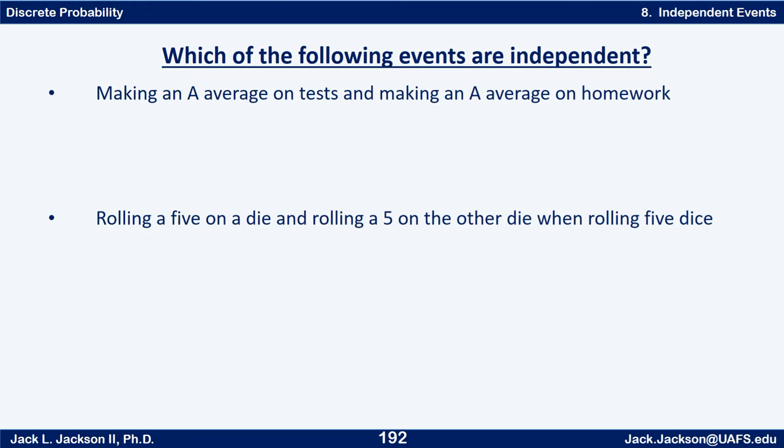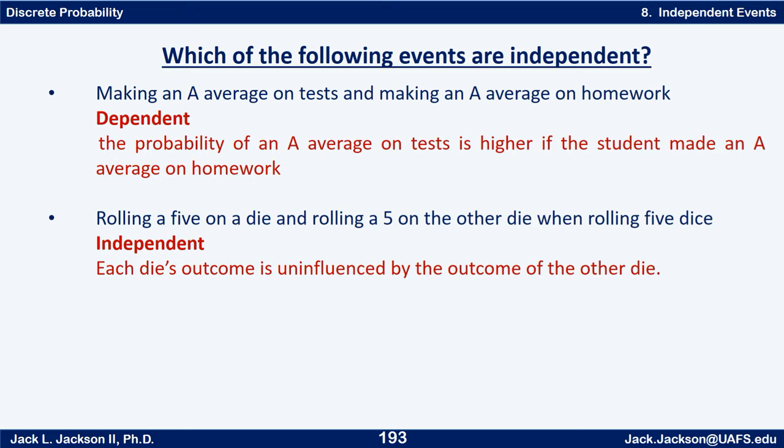Okay, what do you think? Well, making an A average on the test is actually higher if the student made an A average on the homework. So those are dependent events. Rolling a 5 on a die and rolling a 5 on the other die, I guess I should say, when rolling 5 dice, is independent. Each die's outcome is uninfluenced by the outcome of the other dice.